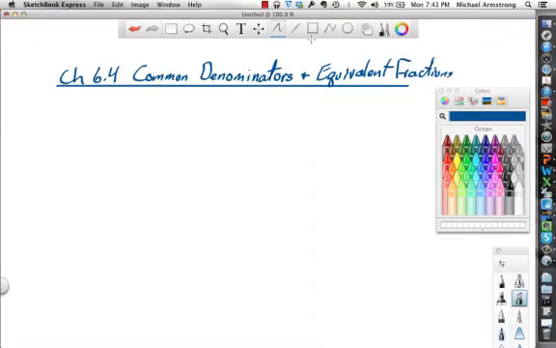Okay, we're looking at chapter 6.4, common denominators and equivalent fractions. A couple of things we have to do. There's several ways to work at it. We have to understand what a common denominator is first, I guess. Your book says a common denominator is a common multiple, or fractions that have the same denominator.